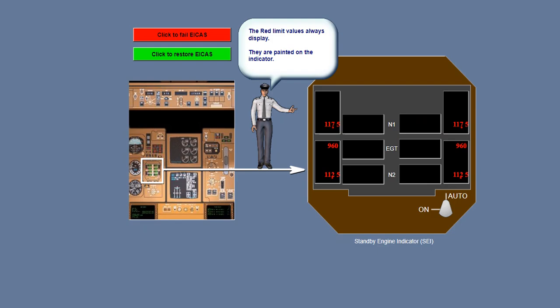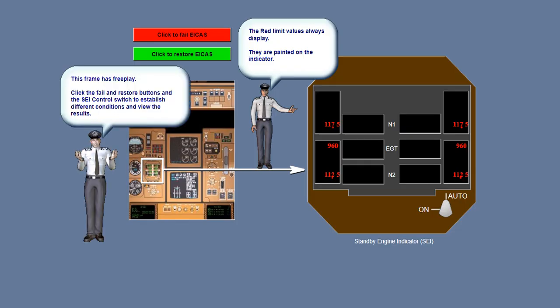The standby engine indicator serves as a backup indicator of the important engine parameters in case both EICAS computers or both EICAS CRTs become inoperative. Red numbers are painted on the SEI to display the limit values. These painted numbers are always displayed.